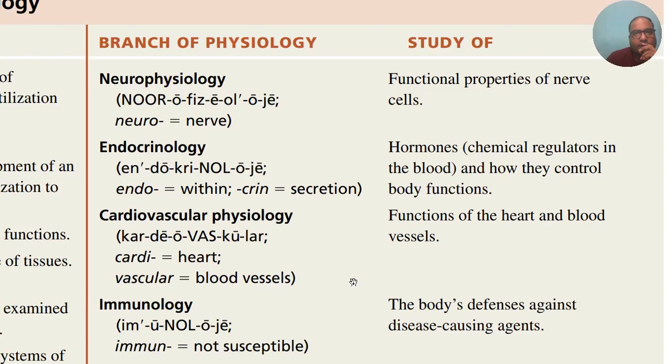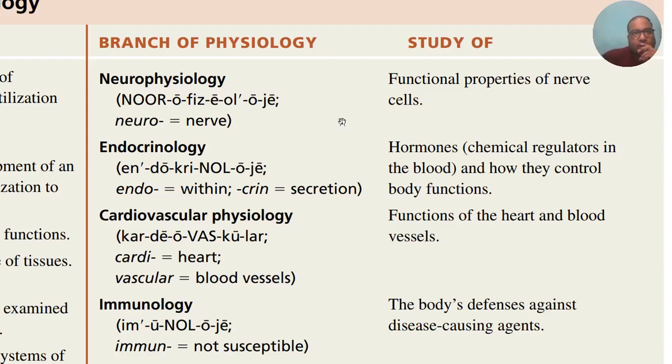The next is the branch of physiology, that is neurophysiology. The term is made up of two terms, neuro and physiology. Neuro means the human nervous system, nerves. The functional properties of nerve cells are studied under neurophysiology. How the nervous system functions, how the nerves function, how the whole brain functions is studied under neurophysiology.